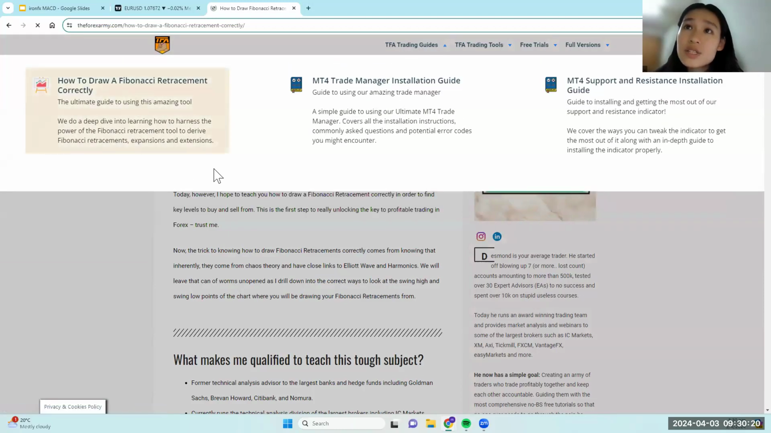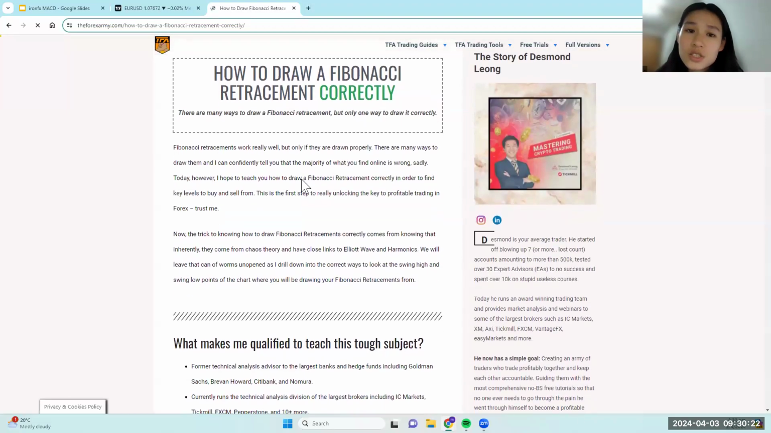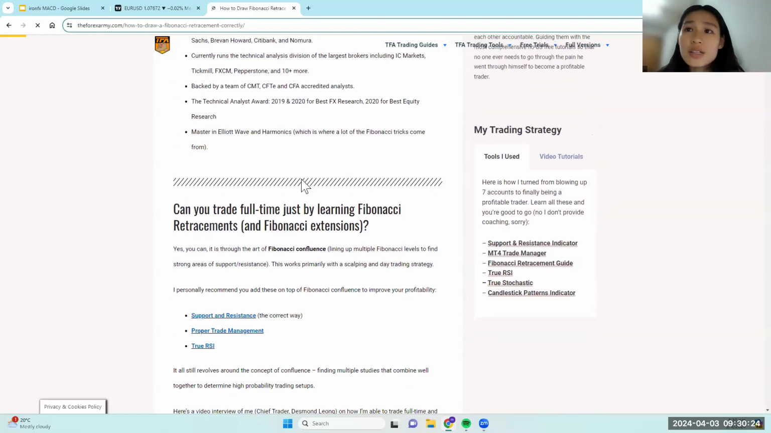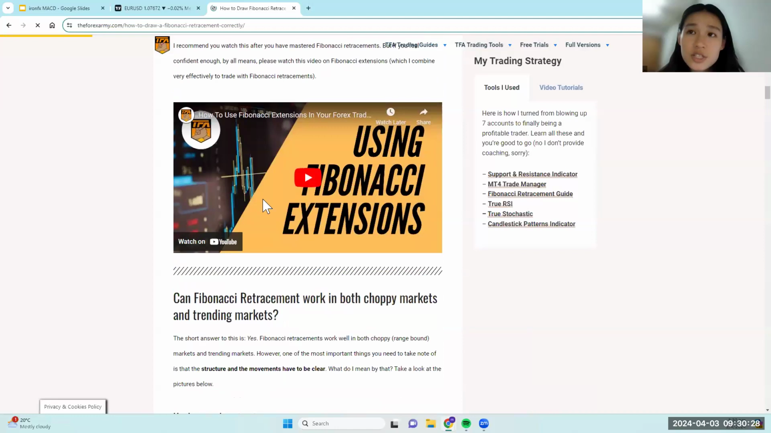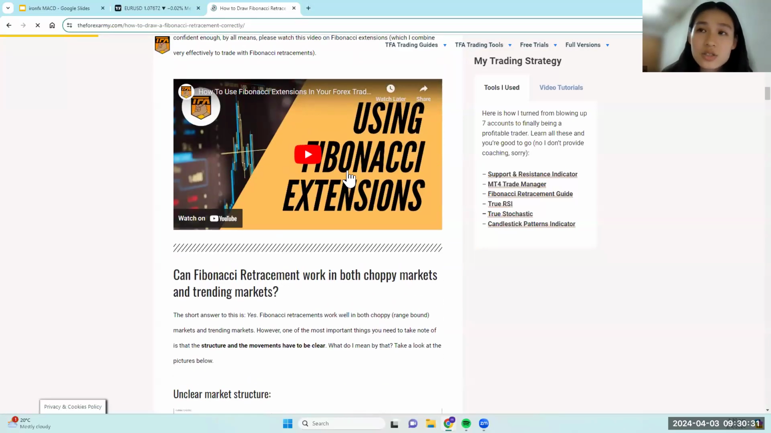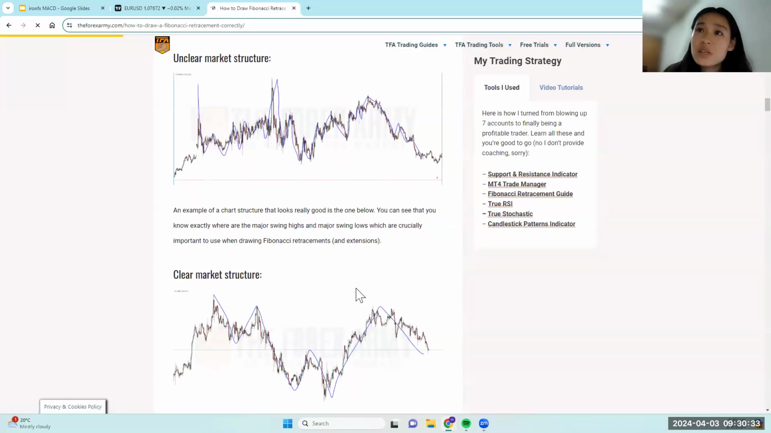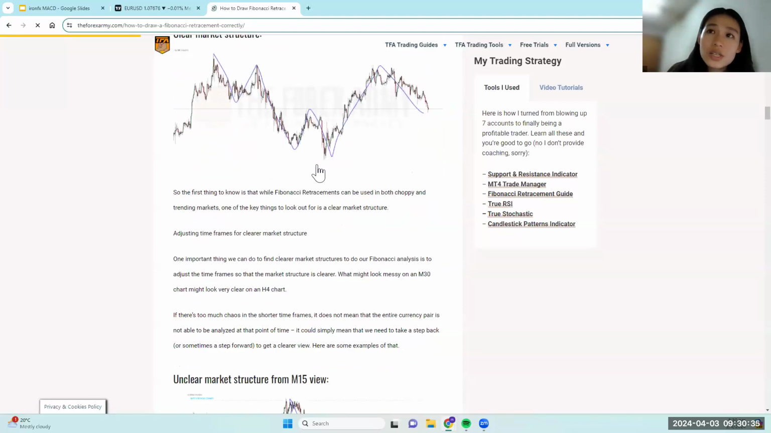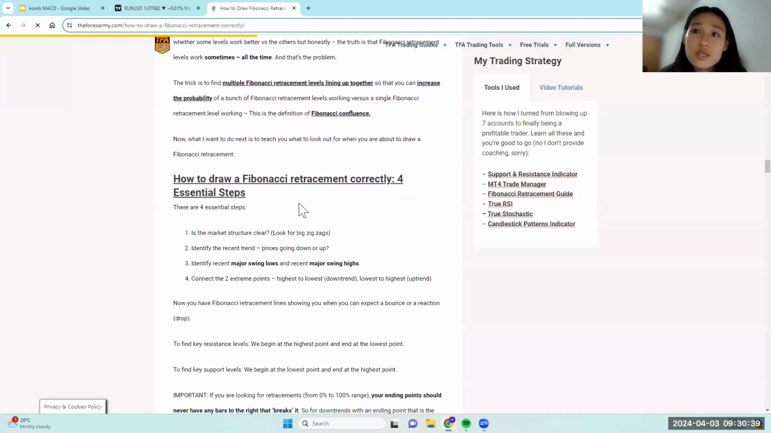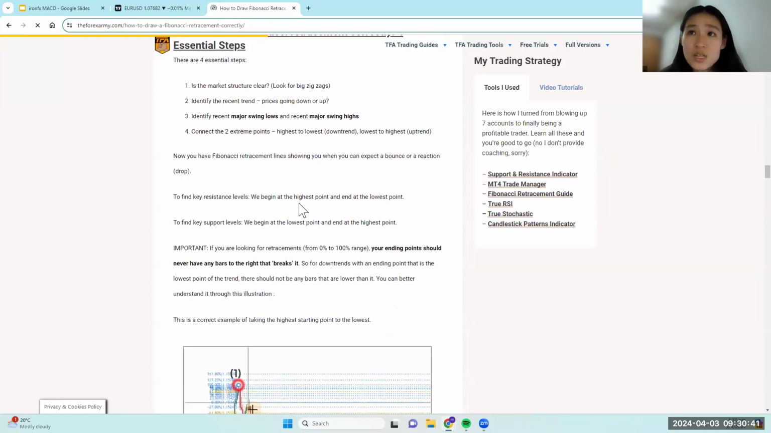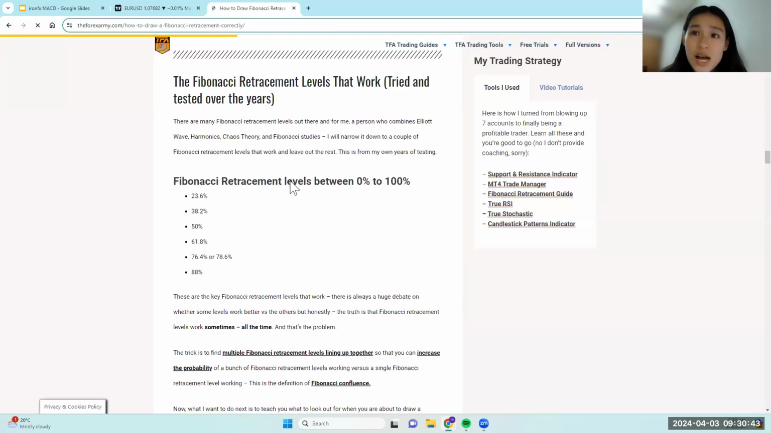But to start off, I just wanted to talk about this Fibonacci guide. You can take a look at the videos: retracements, extensions. Extensions are the Nike tick shape that I showed earlier. And some things to look out for, clear market structures, and how to use some of the Fibonacci techniques that I'm using in this webinar. So I've already gone through the retracement levels.